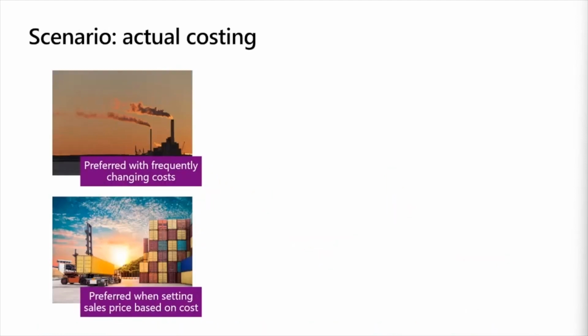Now, let's take a look at some scenarios and decision factors for choosing actual costing. Aside from regulatory requirements that might force an organization to use a specific costing method, actual costing methods are typically preferred when you have costs that change frequently. If the cost of products are increasing or decreasing over time, actual costing will reflect the changes in your cost of goods sold, or COGS, over time as well. Actual costing is also preferred when you set the sales prices based on your cost. You'll want to consider how frequently you update your sales prices based on the speed of your inventory turns and the frequency of the price on your receipts are changing.